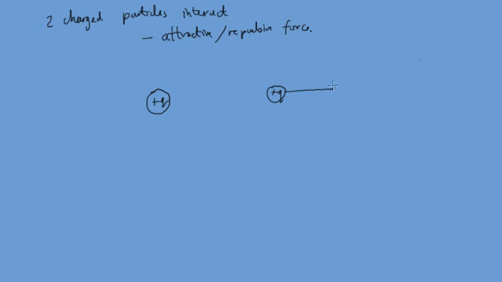These are going to repel each other. A negative charge and a negative charge will also repel each other, and a positive charge and a negative charge will attract each other. So opposite charges are attractive, and particles of the same charge will repel one another.